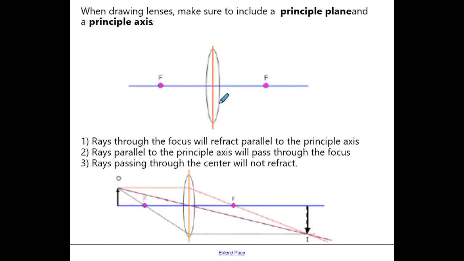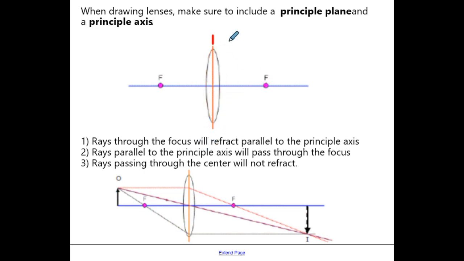When you do drawings like this, you always have to have your principal axis and a principal plane. That means you have to draw your axis like this, and you have to draw an up-down vertical axis as well. The reason is that when you have a lens, unlike a mirror which only has one side to it, you actually have 2 sides. You always have 2 sides to these lenses right here. And because there's 2 sides, there's 2 focal points.